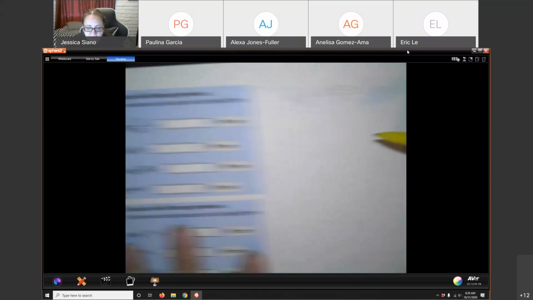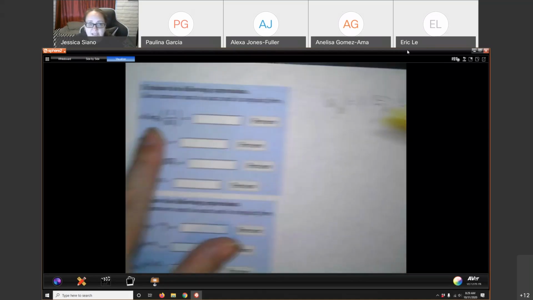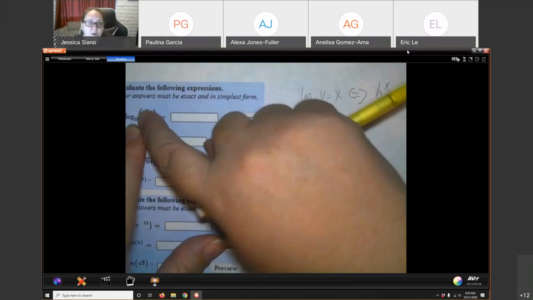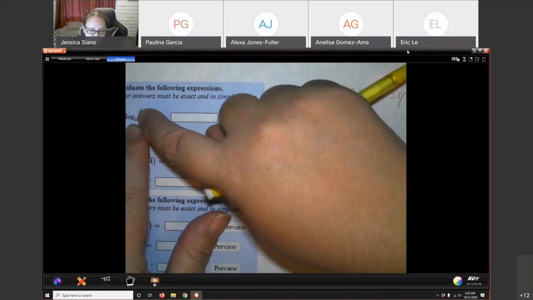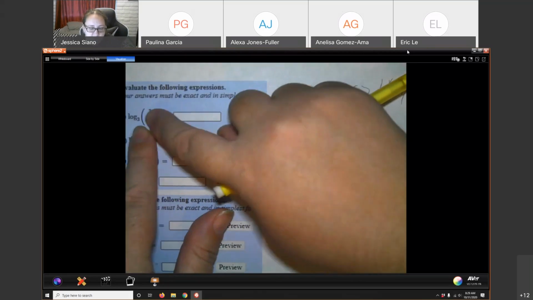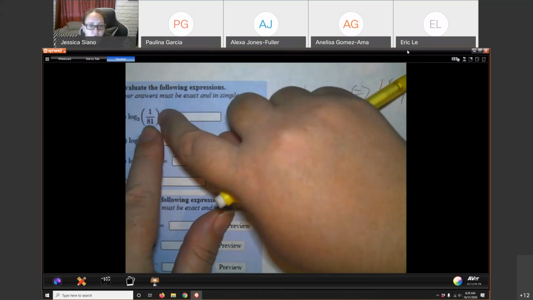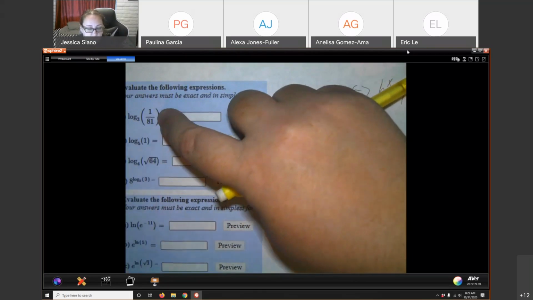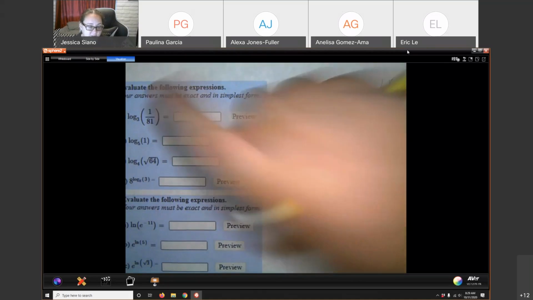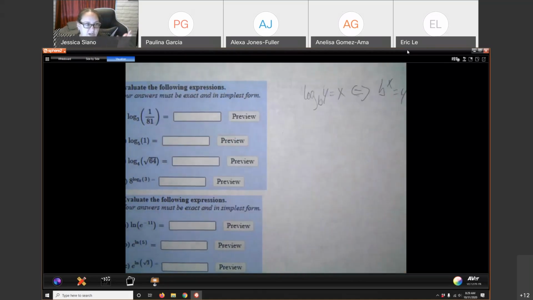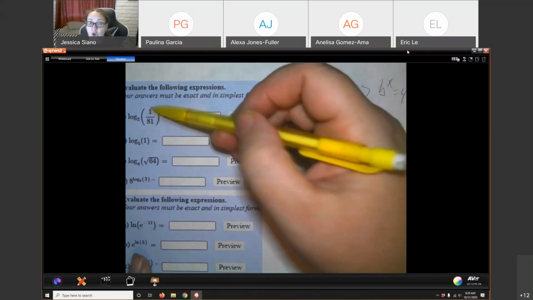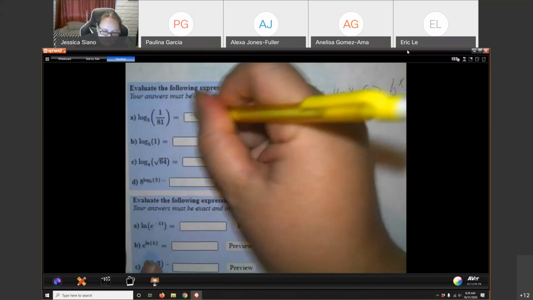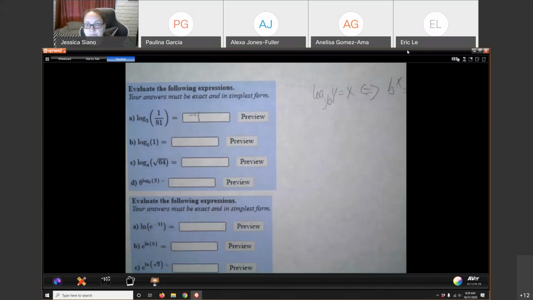The other thing that a log is asking you is, to what power do I take this number to get this? So to what power do I take a 3 to get 1 over 81? 3 to what is 1 over 81? Well, we know that 3, 9, 27, 81. So 3 to the 4th is 81. But since this is 1 over 81, that would be 3 to the negative 4 is 1 over 81.